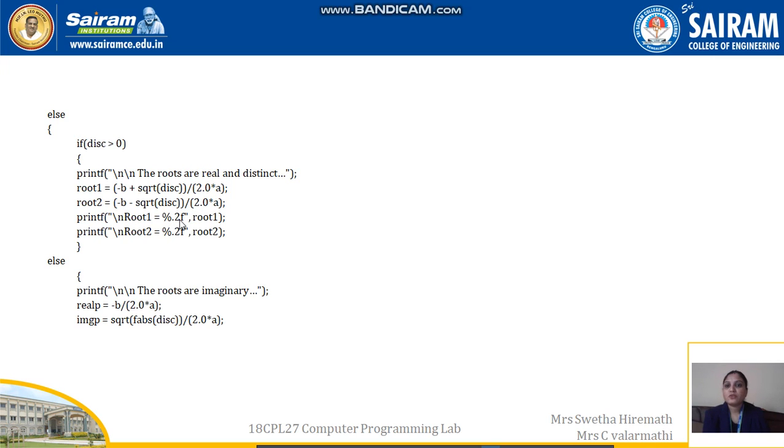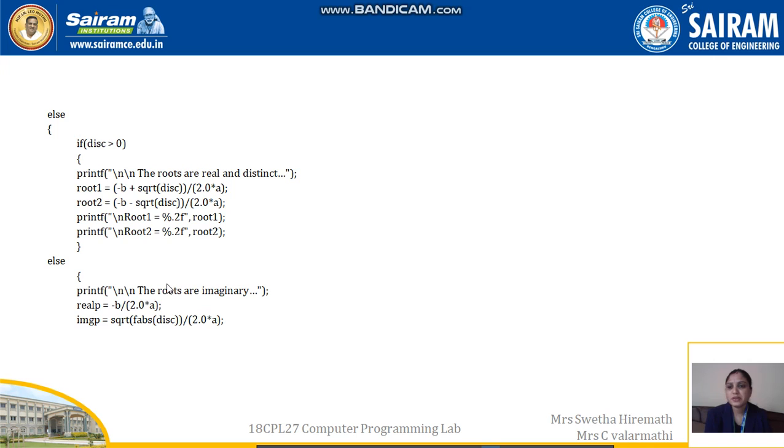Printf root 1 will be equal to %0.2f. Why are we taking 0.2f? It will consider only two values after the decimal point. So we take it as %0.2f, root 1, and printf root 2 will be equal to %0.2f, comma root 2. If the discriminant is neither of these cases, then we have to go for the else part where the roots will be imaginary.